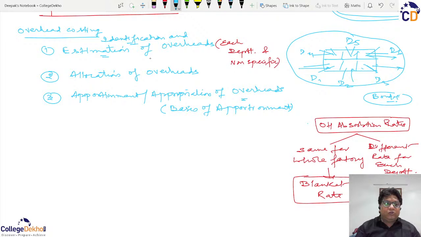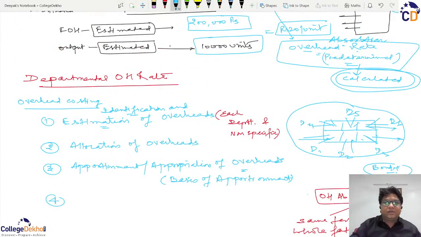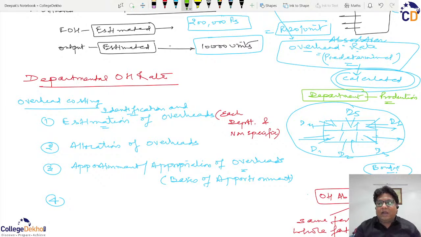Now, another point to remember is that when we have these departments, some of these departments, so I'm again writing it in say green color, are directly involved in the production. So we use the word production departments. And some of these departments are not actively involved in the creation of the output, but they provide services to such production departments. We use the word service department.